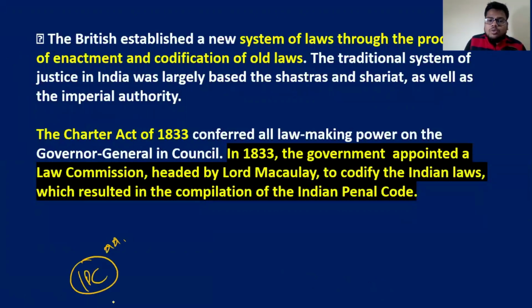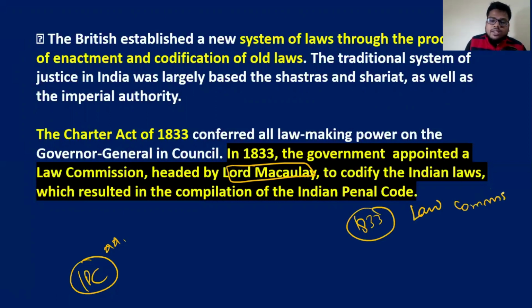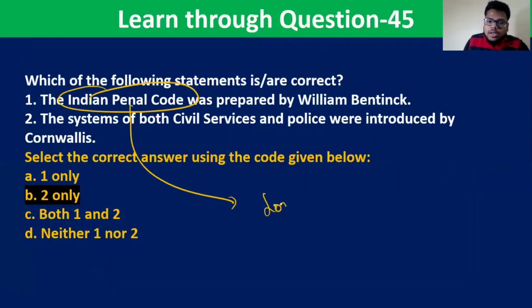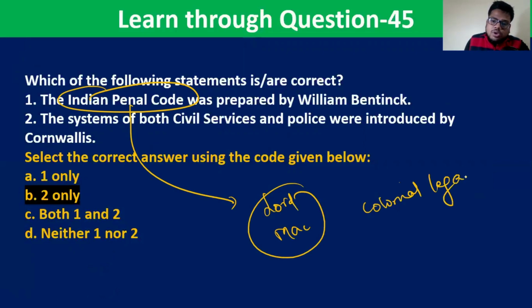So the Indian Penal Code was finalized by Lord Macaulay. In 1833, we have discussed that a law commission was appointed to codify the Indian laws, which resulted in the compilation of the Indian Penal Code. So it was Lord Macaulay who is said to have been instrumental for the Indian Penal Code. Okay? And that is why many sections of the Indian Penal Code are said to be from a colonial legacy, because we are still following this Indian Penal Code, isn't it?